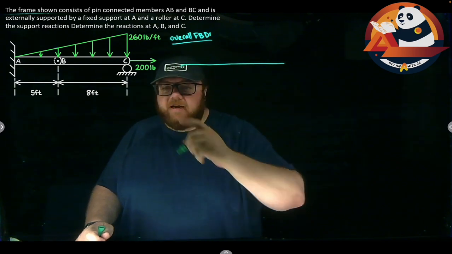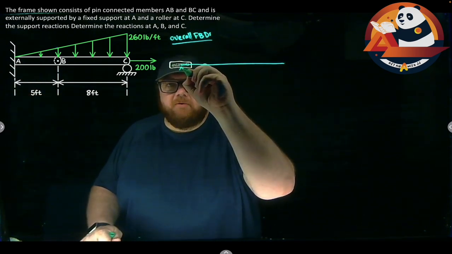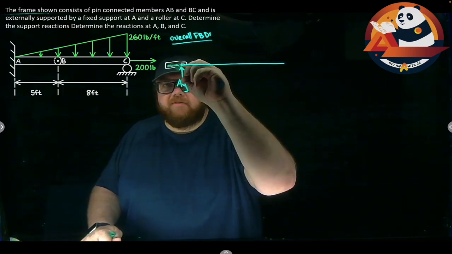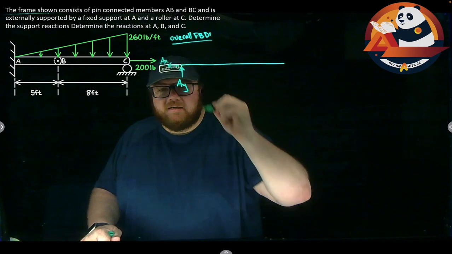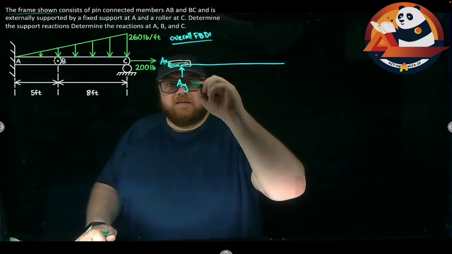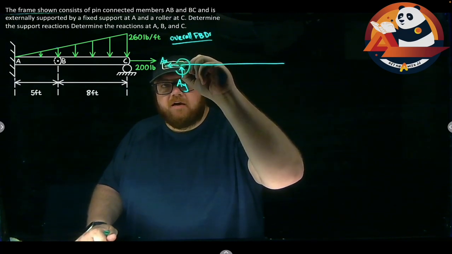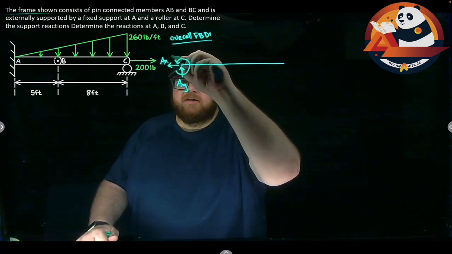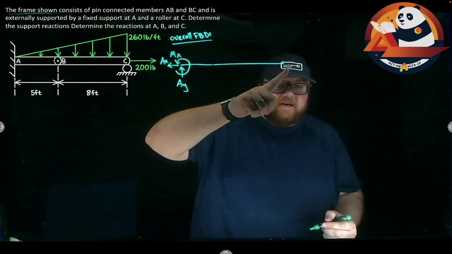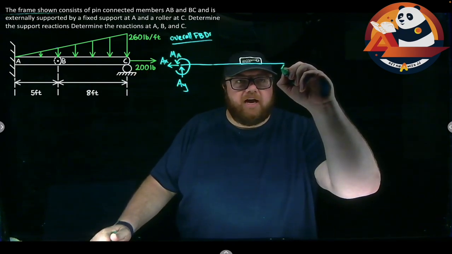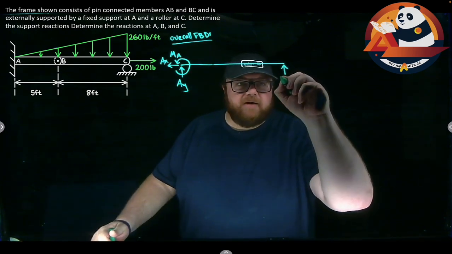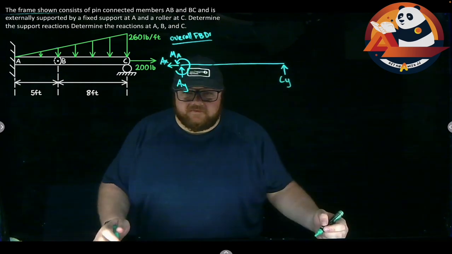At A, I have a fixed support, so I need an AY. I need an AX. I'm going to assume it goes to the left. And the one thing people tend to forget is that fixed supports resist moment. So I also have to put in here an applied moment, let's call that MA. Out at point C, I have a roller. So I should have one force perpendicular to what it rolls on, perpendicular to the ground, straight up and down. A CY in there.